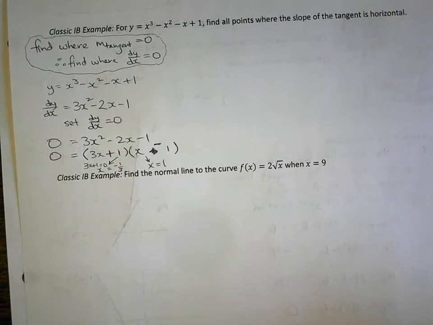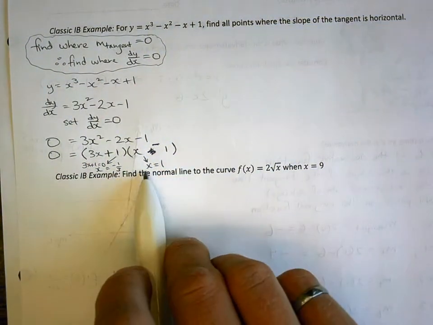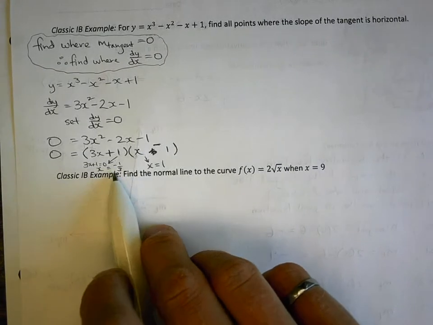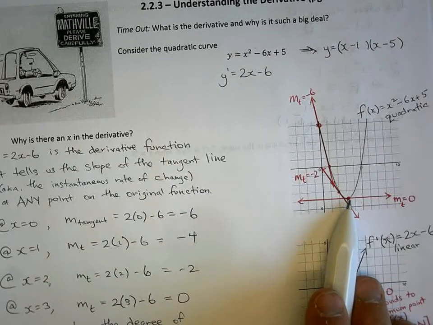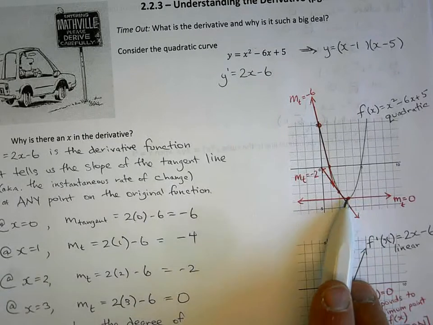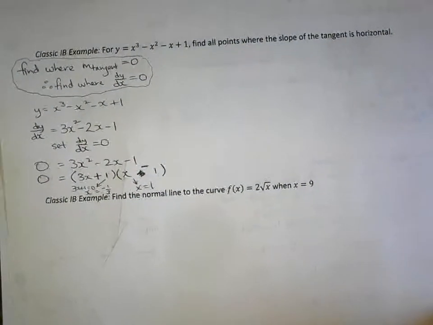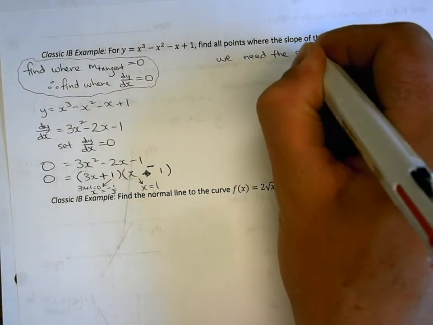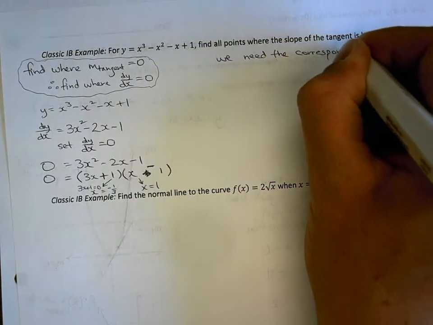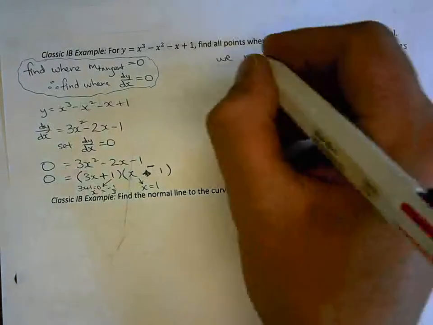Okay, so what did we just find? Find all the points where the slope of the tangent is horizontal. So I just found the x-coordinates where the slope is horizontal. Again, what I just did is found basically x equals whatever. That's where the slope is horizontal. But I need to know the actual point, so I need to find the y value. So I need to take the x value I found and sub it into the original equation. We need the corresponding y values from the original function.